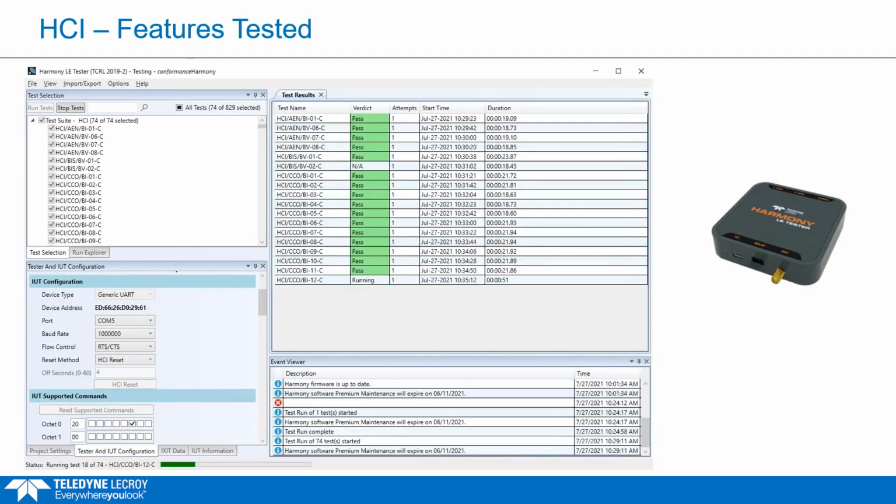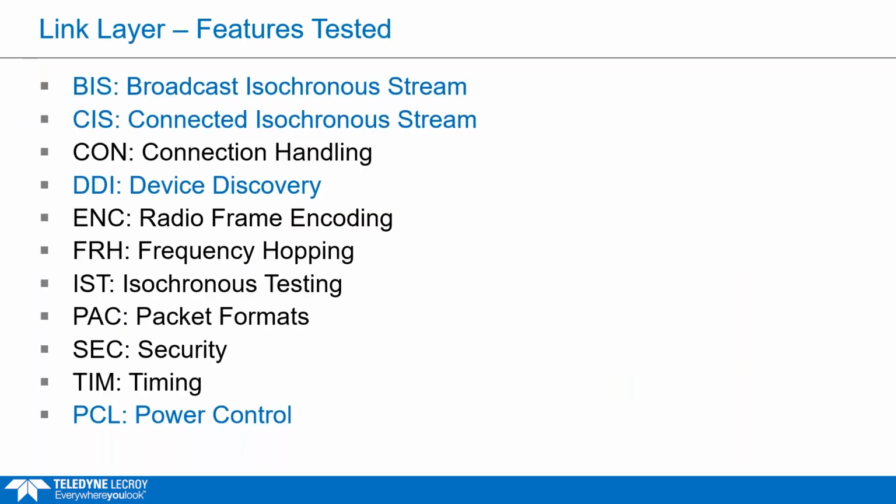Moving on to actually testing the HCI, you can see here this is a Harmony screen. You have the selected tests on the left. So on this one, there's 74, in this example, 74 HCI tests. And once you've selected those tests, the IoT or product that you're testing configuration, test results are on the top right, and below that is just an event log. So you can see obviously those tests, and you can get an idea of the duration of some of those tests. So that's HCI, but looking now at link layer features.